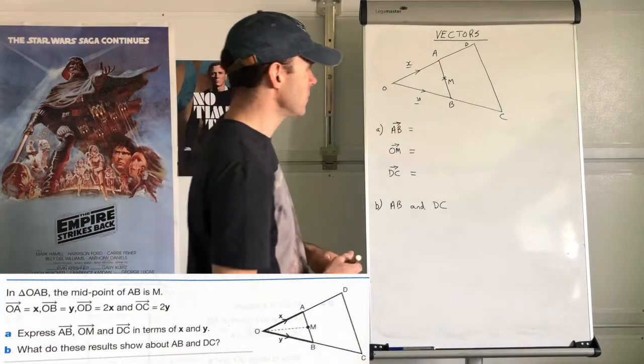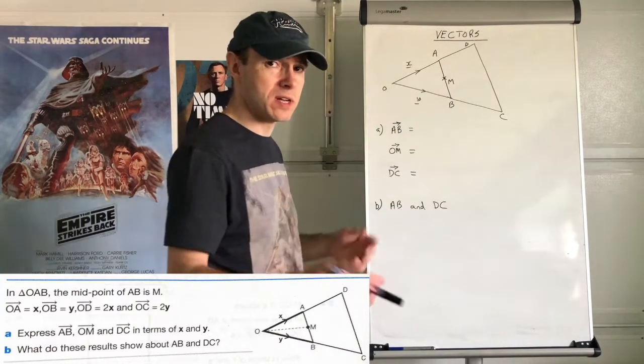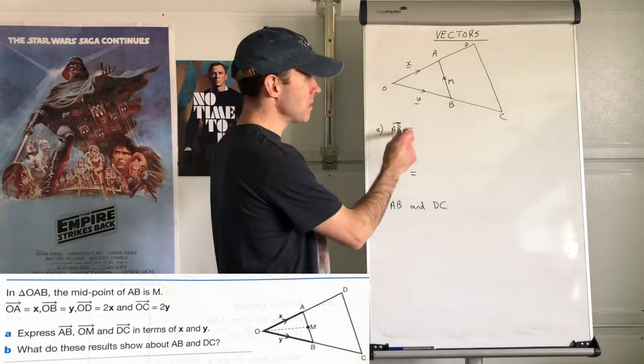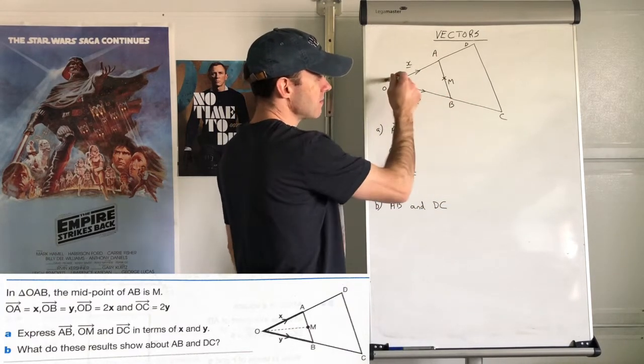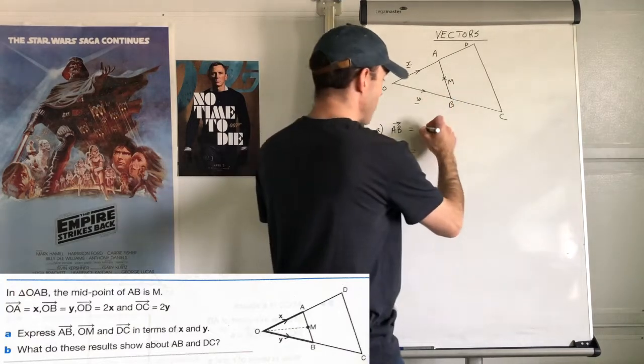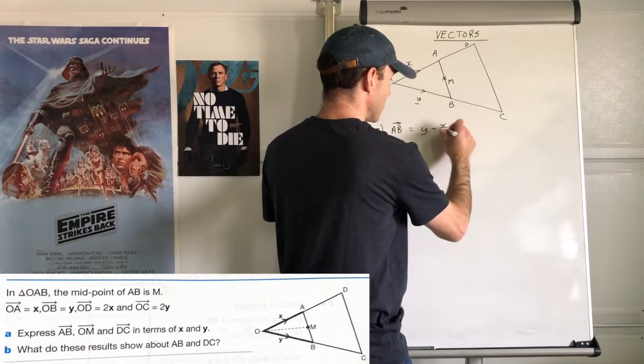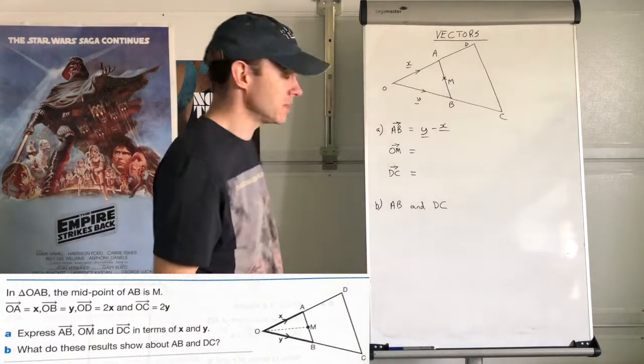So AB first of all. Remember vectors, it's like pathways, trying to find a path from point A to point B. So A to B, so this way then this way. So it's negative X plus Y. Rewrite that as Y minus X. And don't forget to underline your vectors.